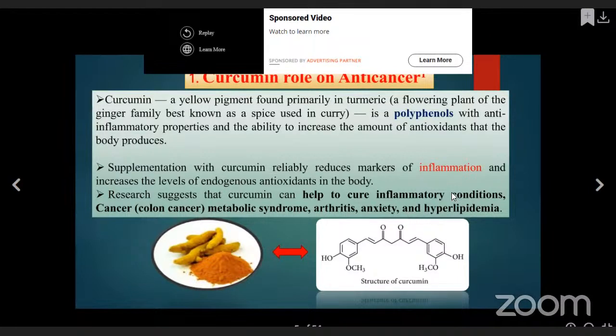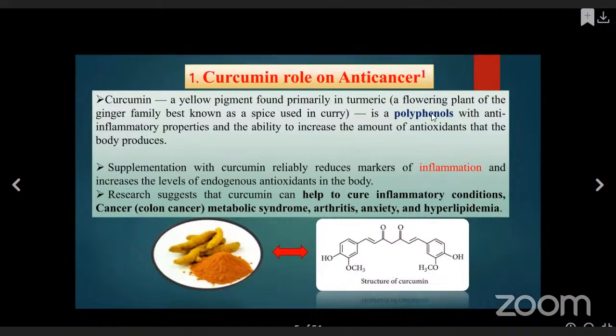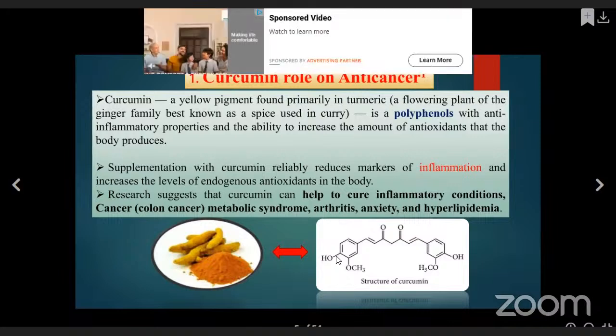And so you can see this structure of curcumin. As I told you, this is a polyphenol compound. These OH groups are phenols, and it has two phenol groups linked with a side chain. That's why it is called a polyphenol.